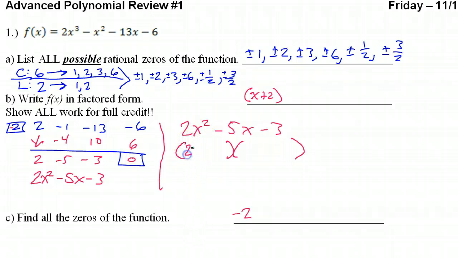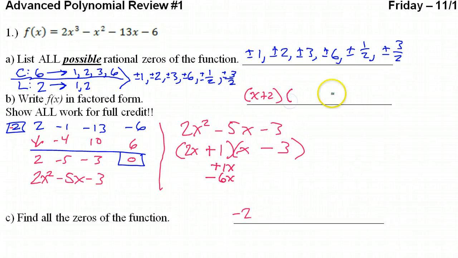So let's see, 2x squared would be 2x times x. 3 would be 1 times 3, or it might be 3 times 1. Inner, I have 1x. Outer, I have 6x. I'm trying to get negative 5, so let's see. If I have a positive 1 and a negative 6, that will make negative 5. So there's my positive 1, and this will give me negative 6. And a positive times a negative is a negative. So that is how you factor it.